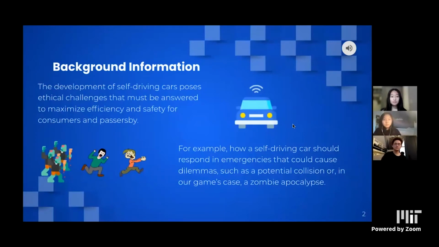The development of self-driving cars poses ethical challenges that must be answered to maximize efficiency and safety for consumers and passersby. For example, how a self-driving car should respond in emergencies that could cause dilemmas such as a potential collision or, in our game's case, a zombie apocalypse.